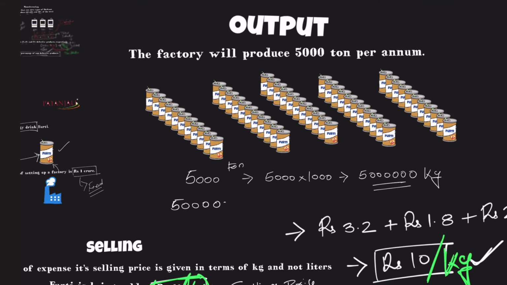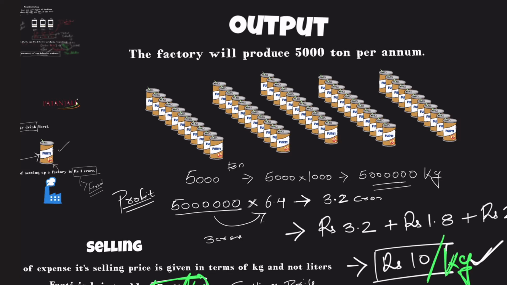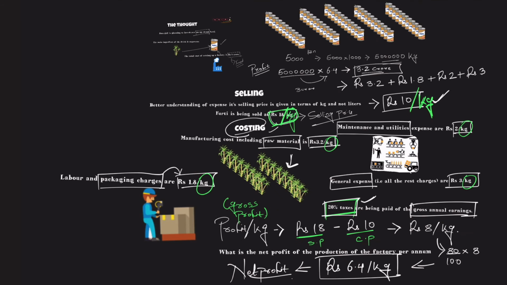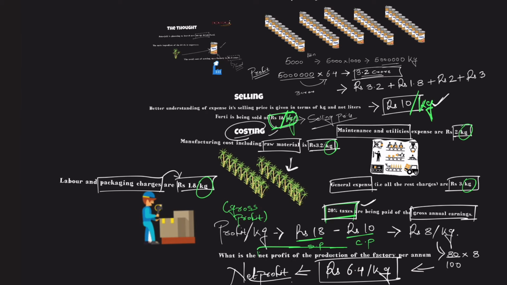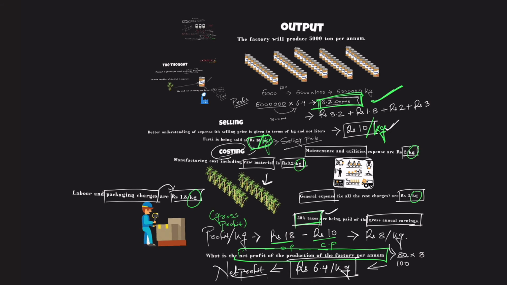So what is the total profit that I'll earn? 50 lakhs into 6.4. Let us first multiply 50 lakhs into 6 for ease of calculation, which is equal to 3 crore. And 50 lakhs into 0.4 will be equal to what? 20 lakhs. So 3 crore 20 lakh is the total earnings that I'll be getting from making Furti. I hope it clears, because he's asking me the net profit of the production. So net profit will be nothing but 3.2 crores. And it is as simple as that.